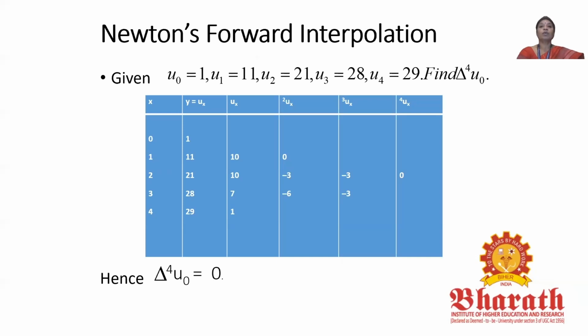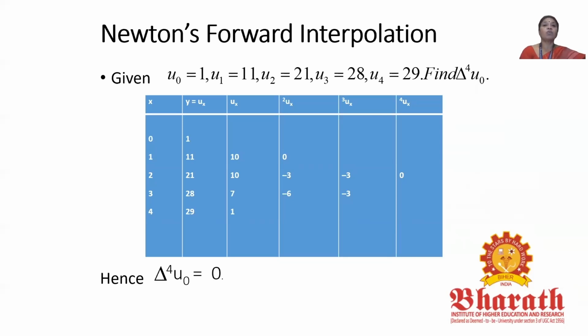Now another problem on Newton's forward interpolation formula. You are given u0 is equal to 1, u1 is equal to 11, u2 is equal to 21, u3 is equal to 28 and u4 is equal to 29. You are asked to find del power 4 of u0. So you are just forming the forward interpolation table. As discussed in the previous slide, we write the value of x in the first column, y is equal to u of x in the second column, then in the third one the first difference, then the second, third and fourth differences.